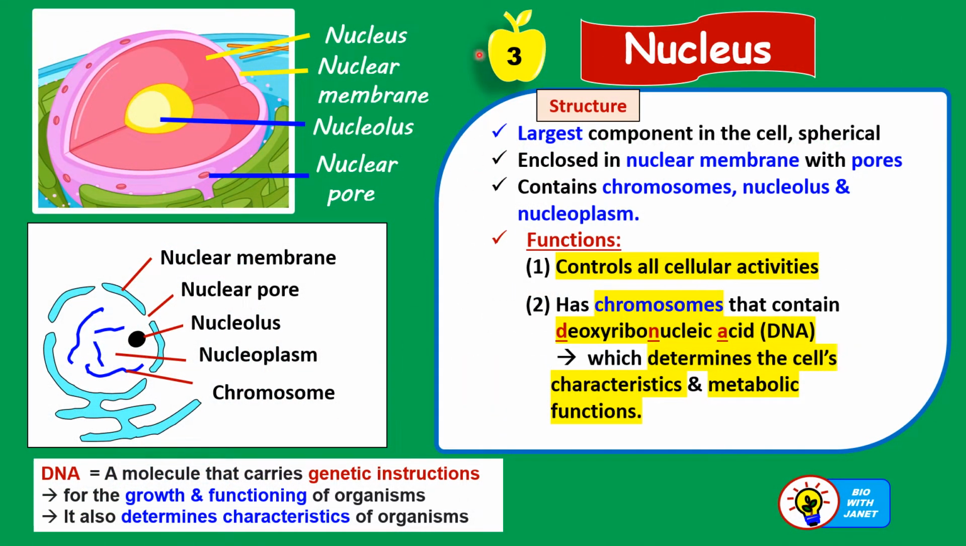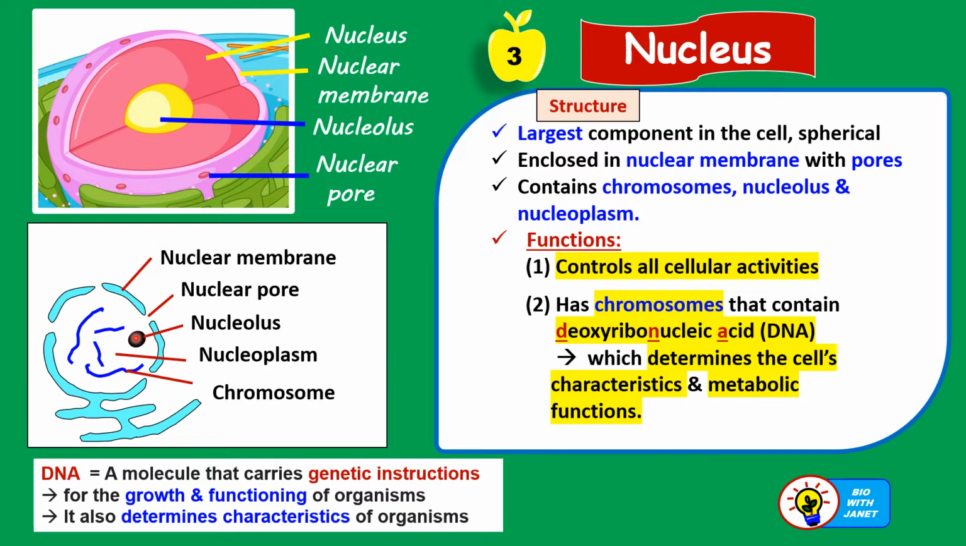Number 3, the nucleus. The nucleus is the largest component in the cell. It is spherical or round in shape, and is enclosed in a nuclear membrane, the pink structure here, with pores or holes to allow substances to move in and out of it. In the nucleus, we have the nucleolus, which is a dark black spot. Here is the 2D diagram, nucleolus.